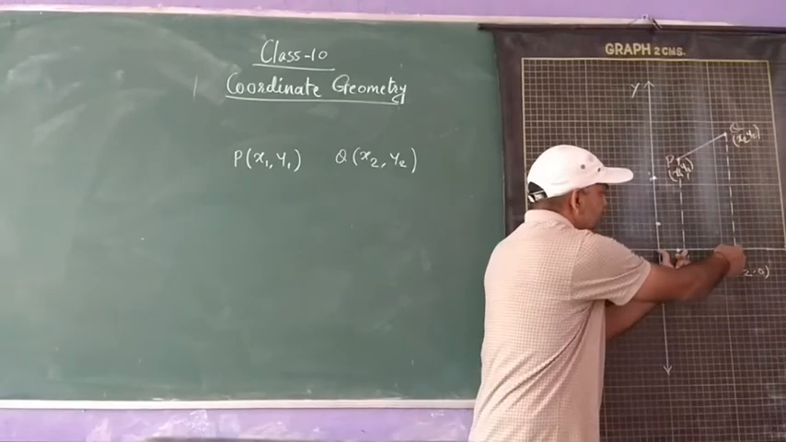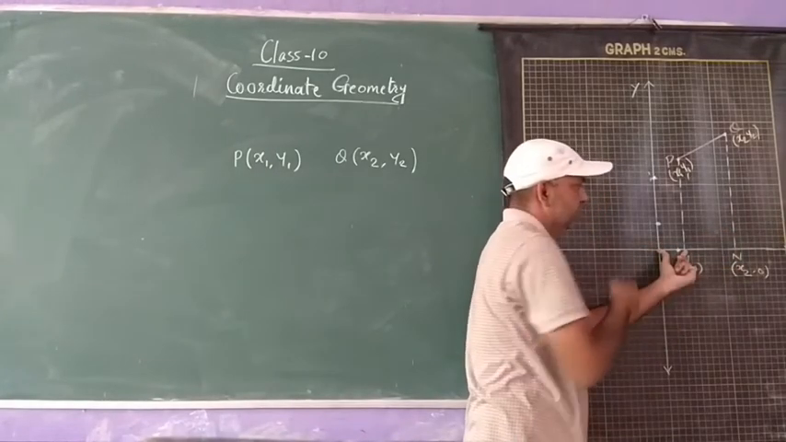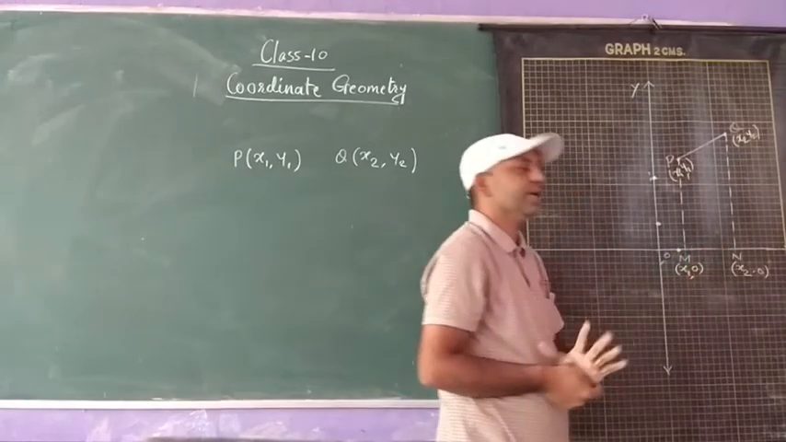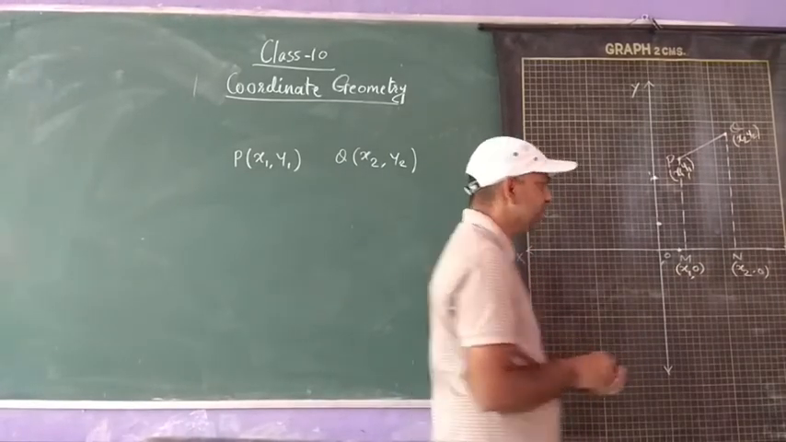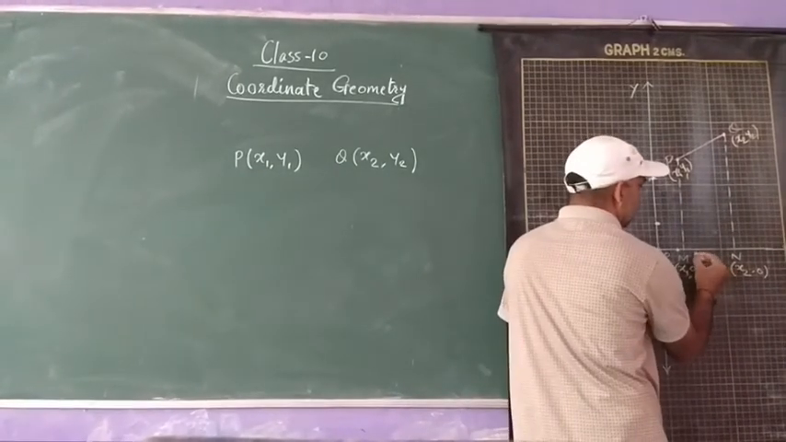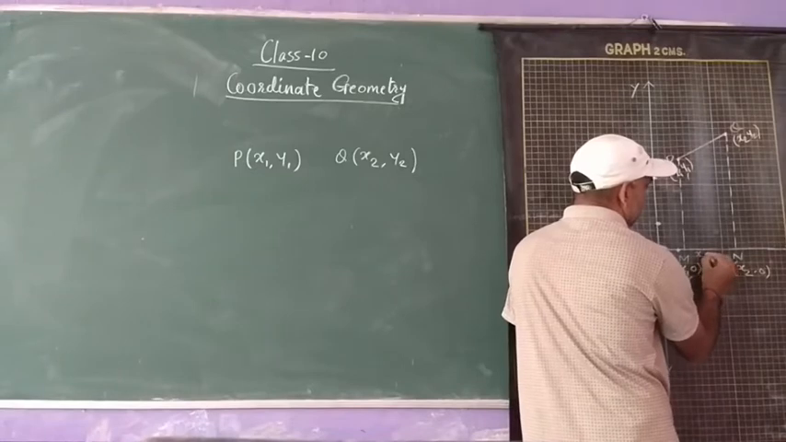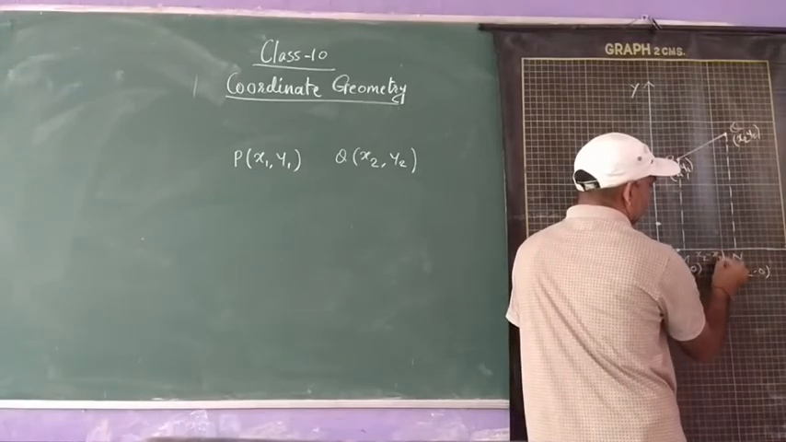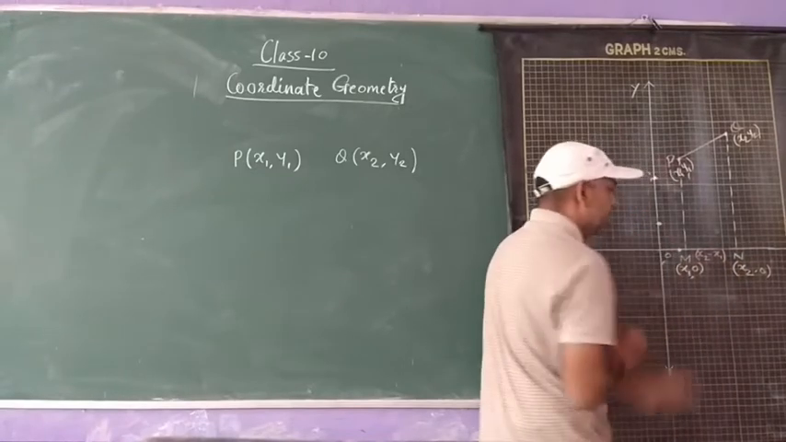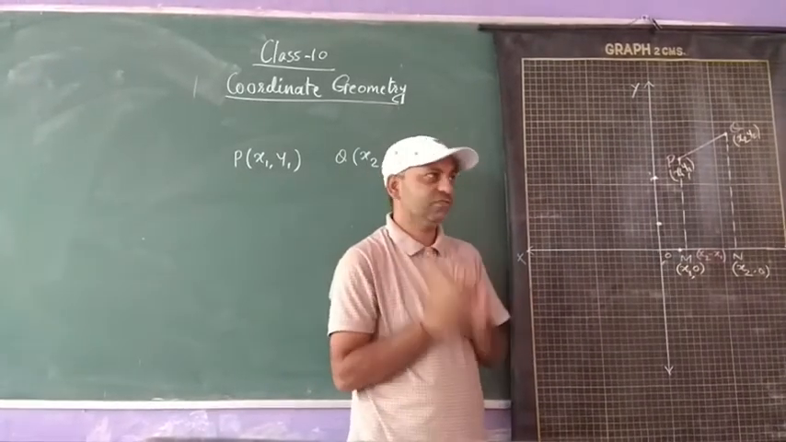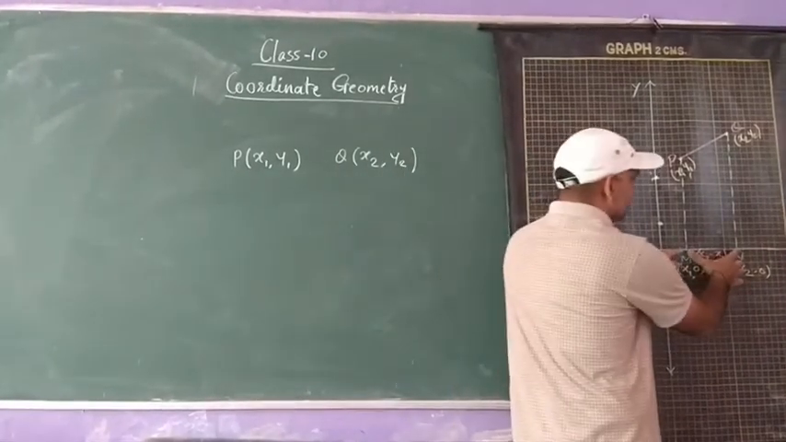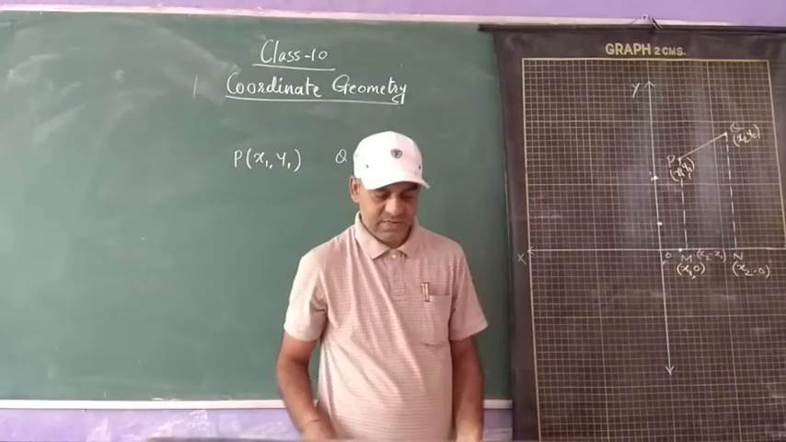From origin to N, this distance is x2. Then what is the distance of MN? Okay, so MN is x2 minus x1. So this distance is x2 minus x1.